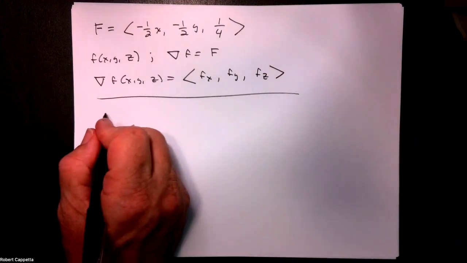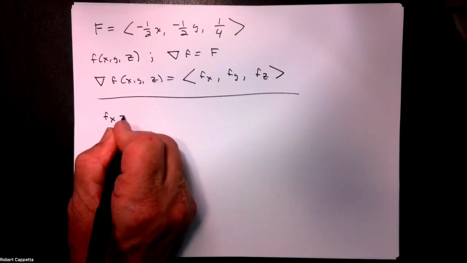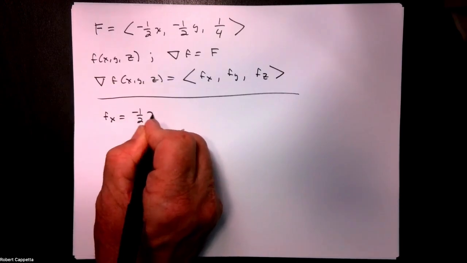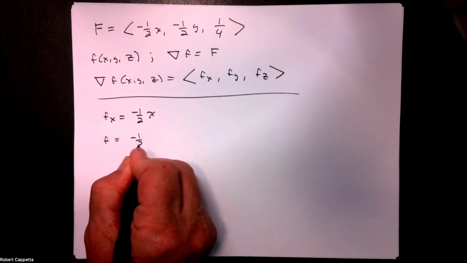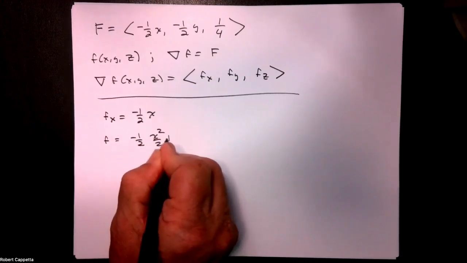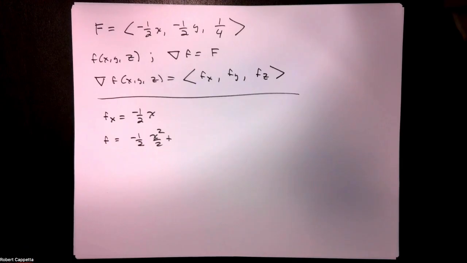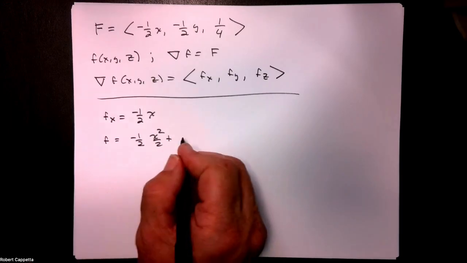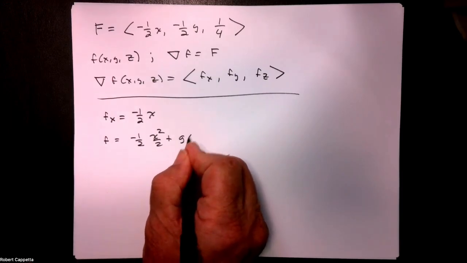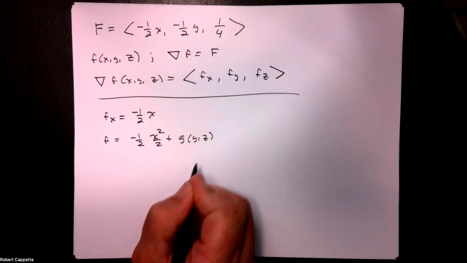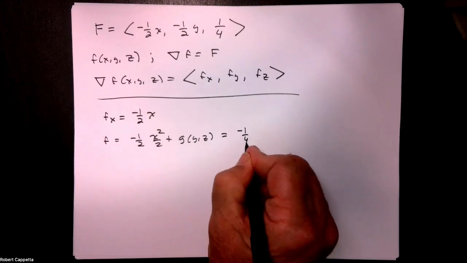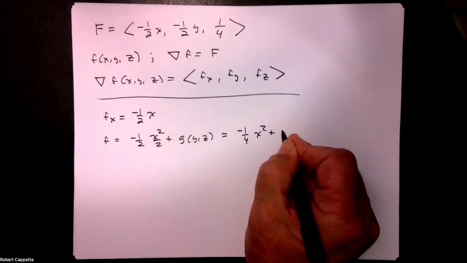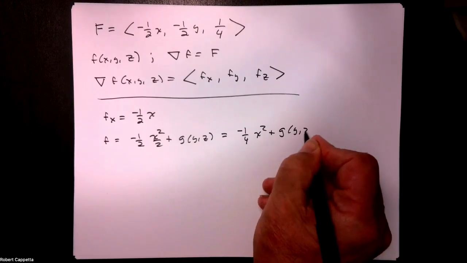So we start with the fact that the partial derivative of f with respect to x is negative 1/2 x. So if I integrate that, f would be negative 1/2 x squared over 2 plus something. Now, what is that something? On a regular integral, it'll be plus a constant. But here, y and z are considered constants. So it's any function of y and z. So what we get here for our function f is negative 1/4 x squared plus g of y, z.